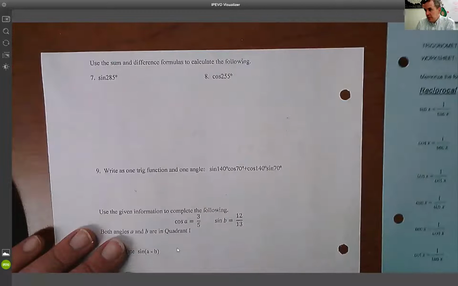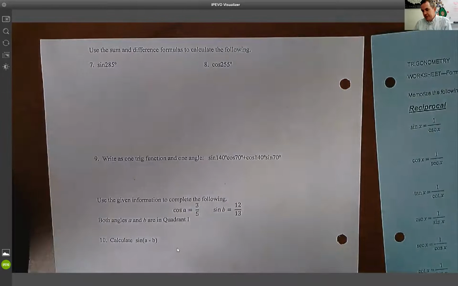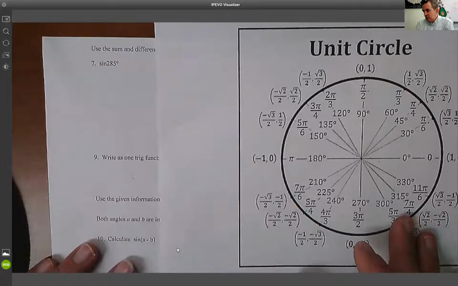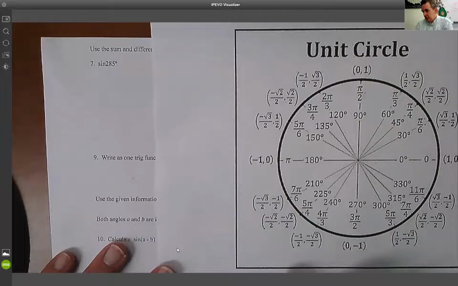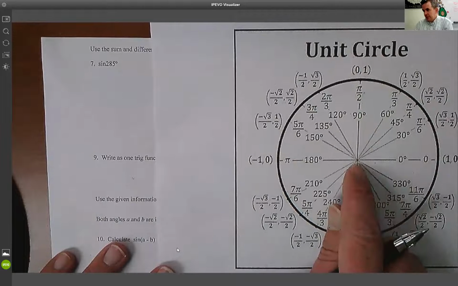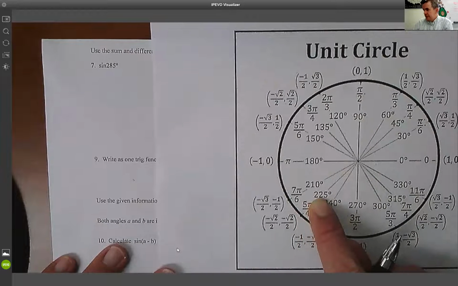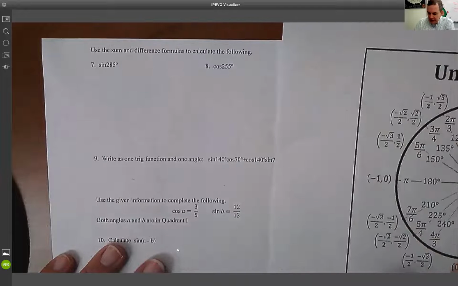Backside, what we're going to do is sums and differences. So what that is, I need to figure out on this unit circle two things that will combine to give me 285, either by subtraction or addition. So if I walk my way around the circle, 285, 225, and 60. If I add 225 and 60, I will get that.